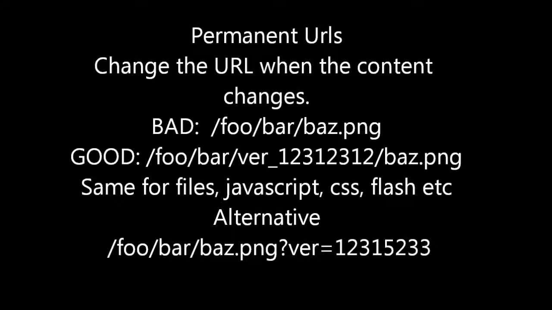The second step is permanent URLs. What this means is that when the data changes, the URL to it changes also. This is useful for all resources that you serve on a page, including files, JavaScript, CSS, Flash, and images. The best way to do this is to put the version number inside the URL. This ensures that everything will properly cache this resource. If that is difficult for you to do, you can also put the version number in a query string. This is less desirable because under some circumstances, a browser will not cache these.